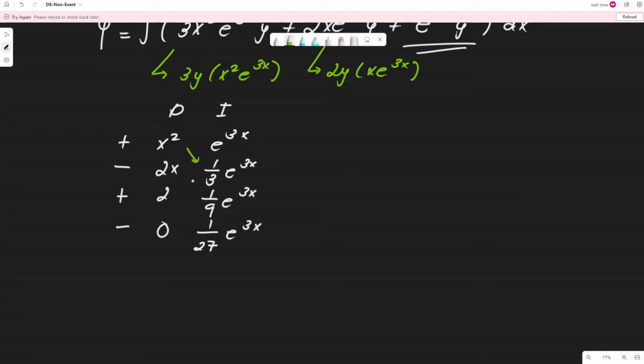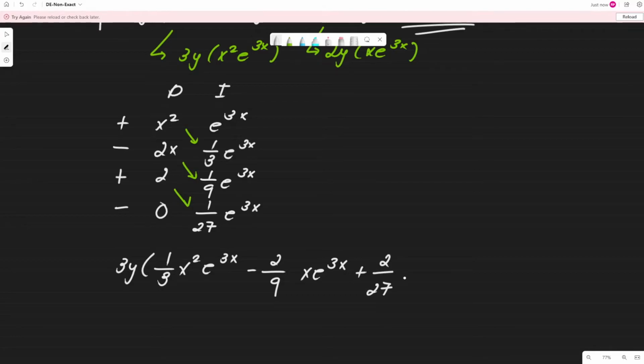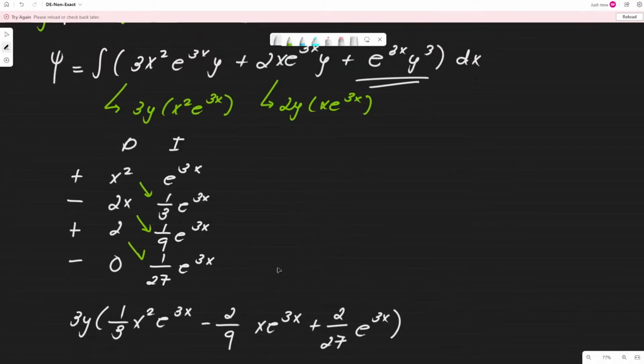So pa-diagonal again. So we'll have 3y times x squared, 3y times 1/3 x squared e raised to 3x minus 2 over 9 x e raised to 3x, minus plus, plus 2 over 27 e raised to 3x. Okay, yan na yun. Yung sa first term. Sa first term pa lang yan.